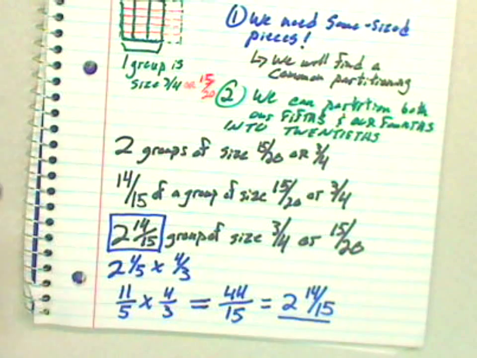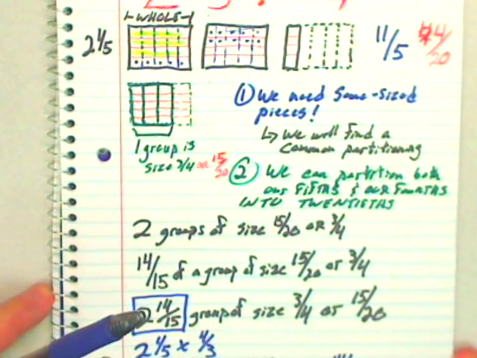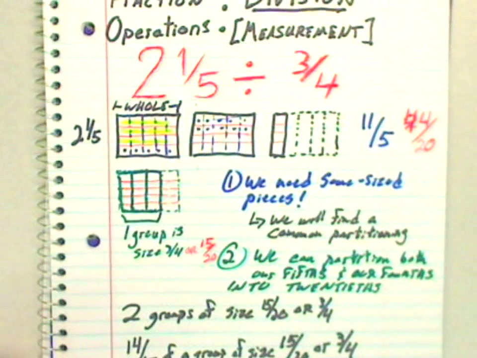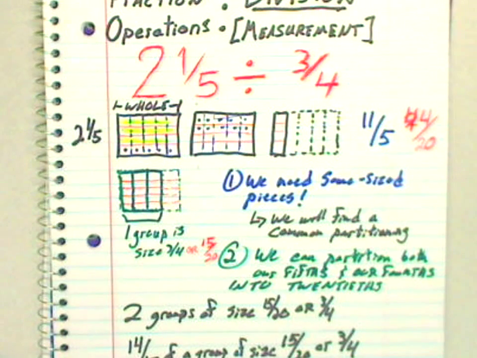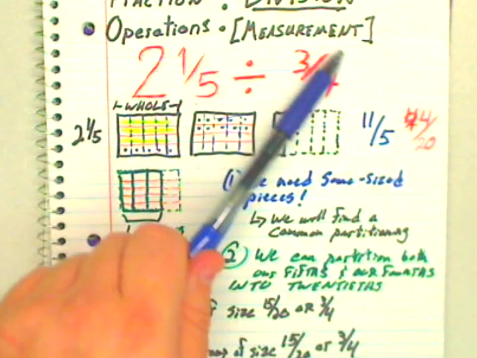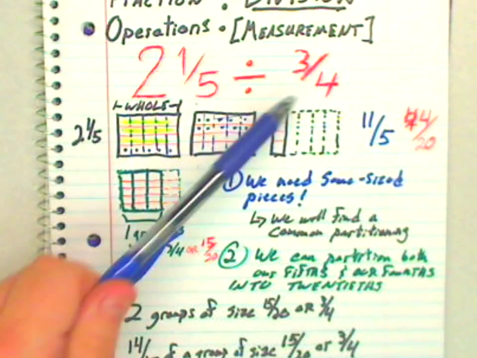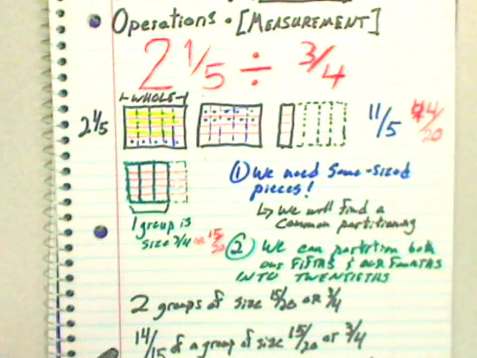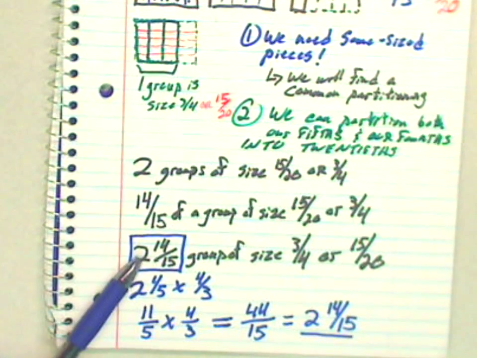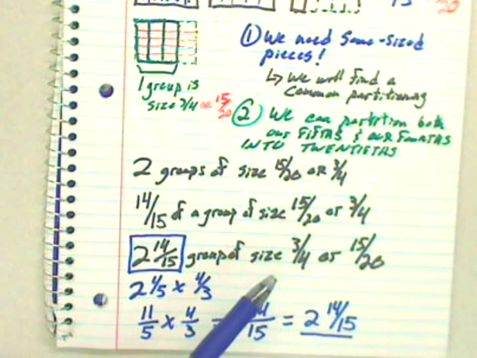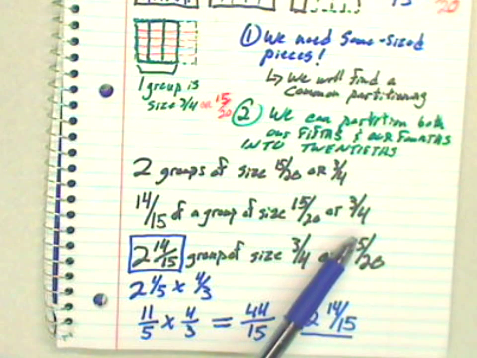So there you have it. Here is the method we can use to show how to take 2 1/5 units and make groups that are this big, 3/4. How many groups can we make of 2 1/5 units? The answer is 2 14/15 groups of size 3/4, which is the same, of course, as size 15/20. And we're done.